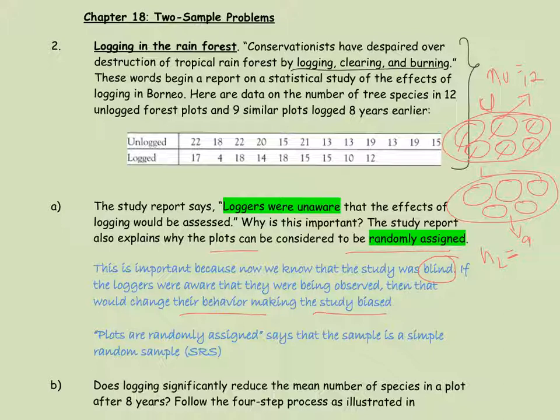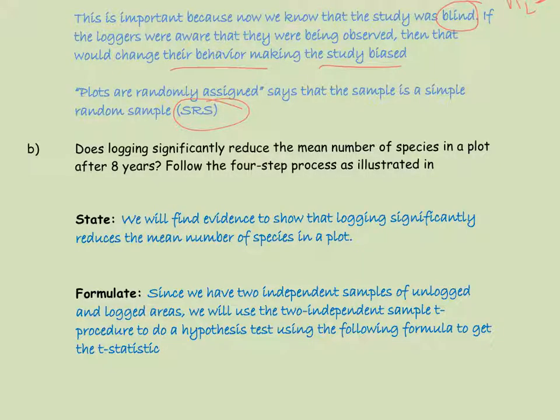Now another thing that is mentioned here is that plots were randomly assigned. This kind of tells us that it is a simple random sample. So the conditions for using the two-sample procedure, because we have two independent samples, are satisfied. Now the data for the previous part and this part are exactly the same. However, the question is different.